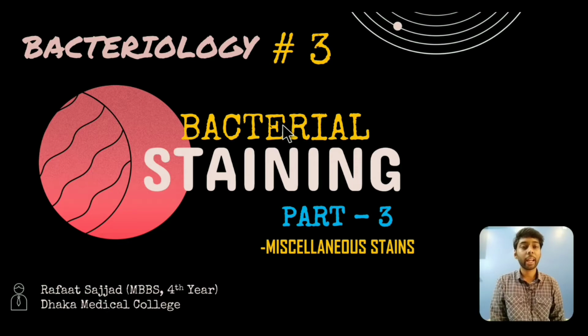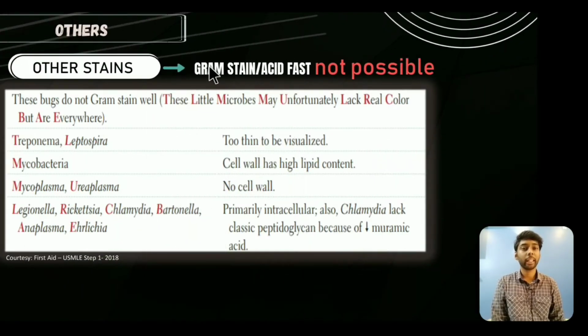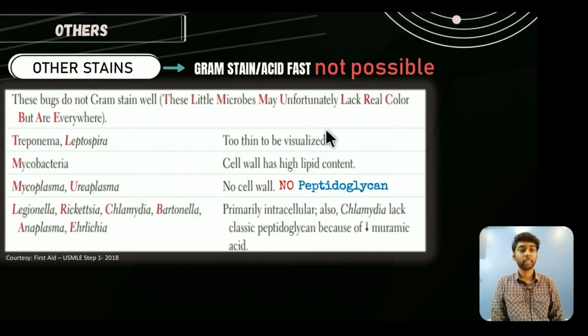So let's first look at the bacteria that don't take either gram or acid-fast stain. Firstly, we have the Mycoplasma and Ureaplasma. The problem with them is they don't have any peptidoglycan, so that means they don't have any cell wall. And as gram and acid-fast stain both are directed towards staining cell walls, Mycoplasma and Ureaplasma won't be able to stain with gram or acid-fast stain.